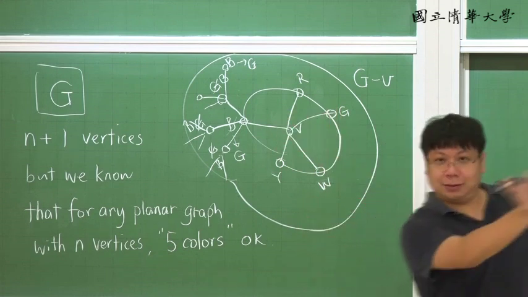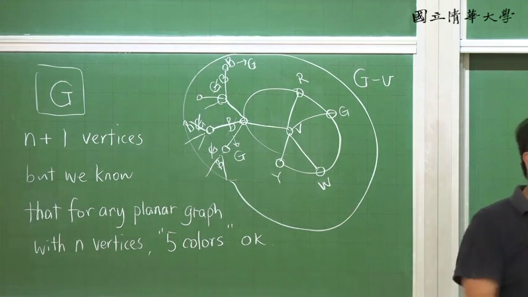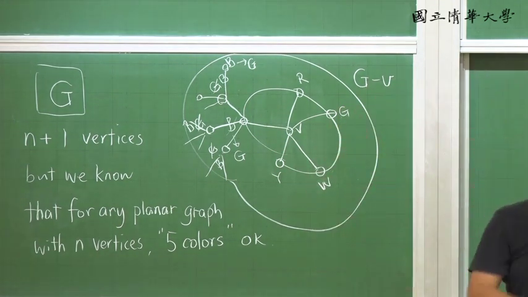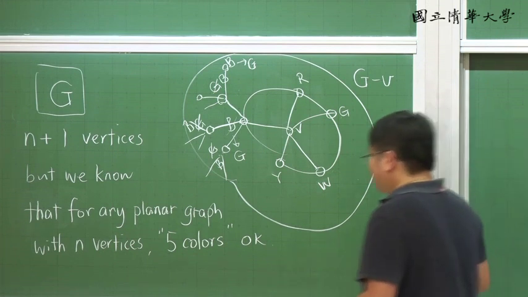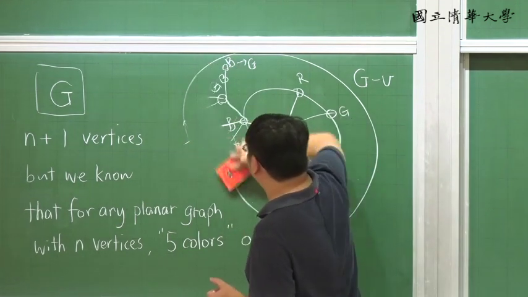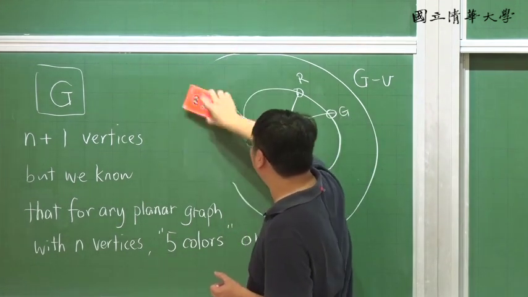So if I can do this forever and then stops at some point, then it should be okay. Am I correct? But there is one problem. Okay, what is the problem? So if this is that easy, then you don't need 5 color theorem. You may have 4 color theorem.